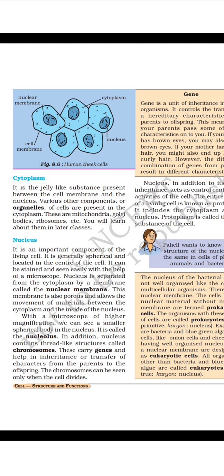The nucleus is protected by the nuclear membrane. And the small thread-like structures present in the nucleus are said to be the chromosomes, and these chromosomes carry genes. These chromosomes can only be seen during cell division, as they transfer the inheritance or the characters from the parent to the offspring.